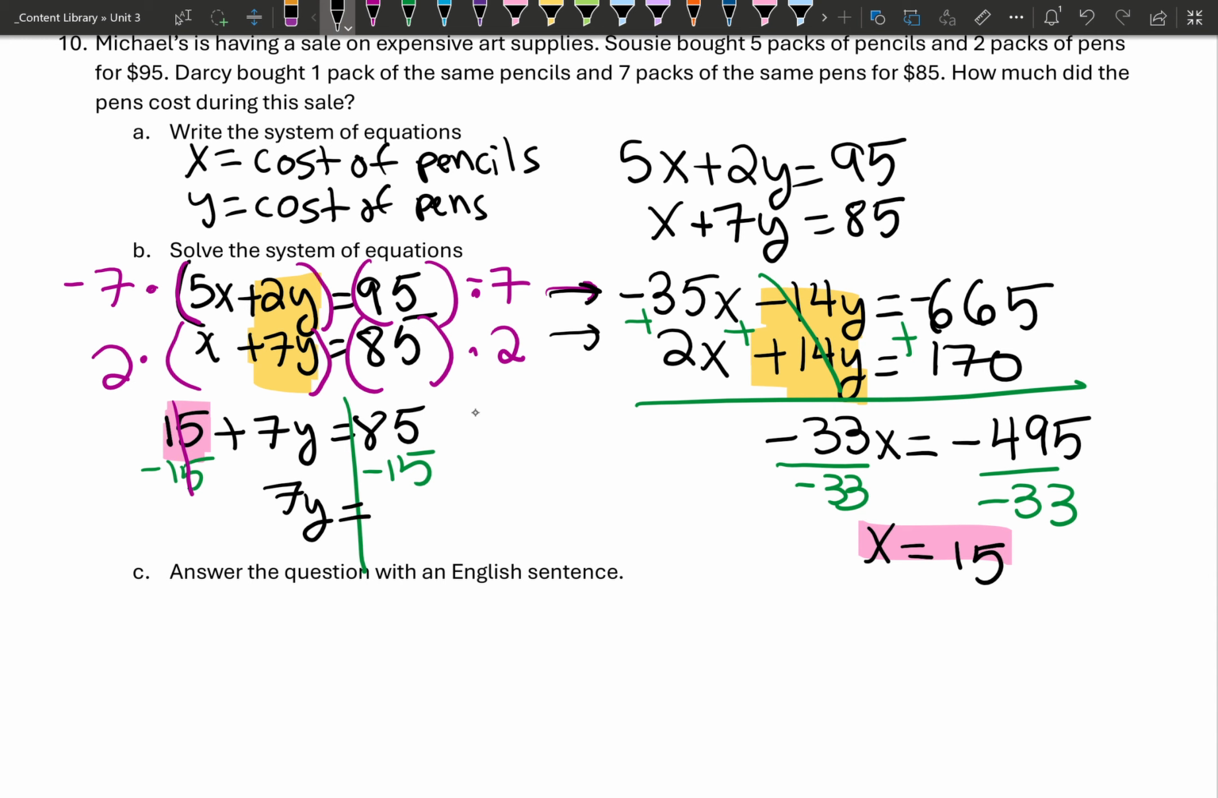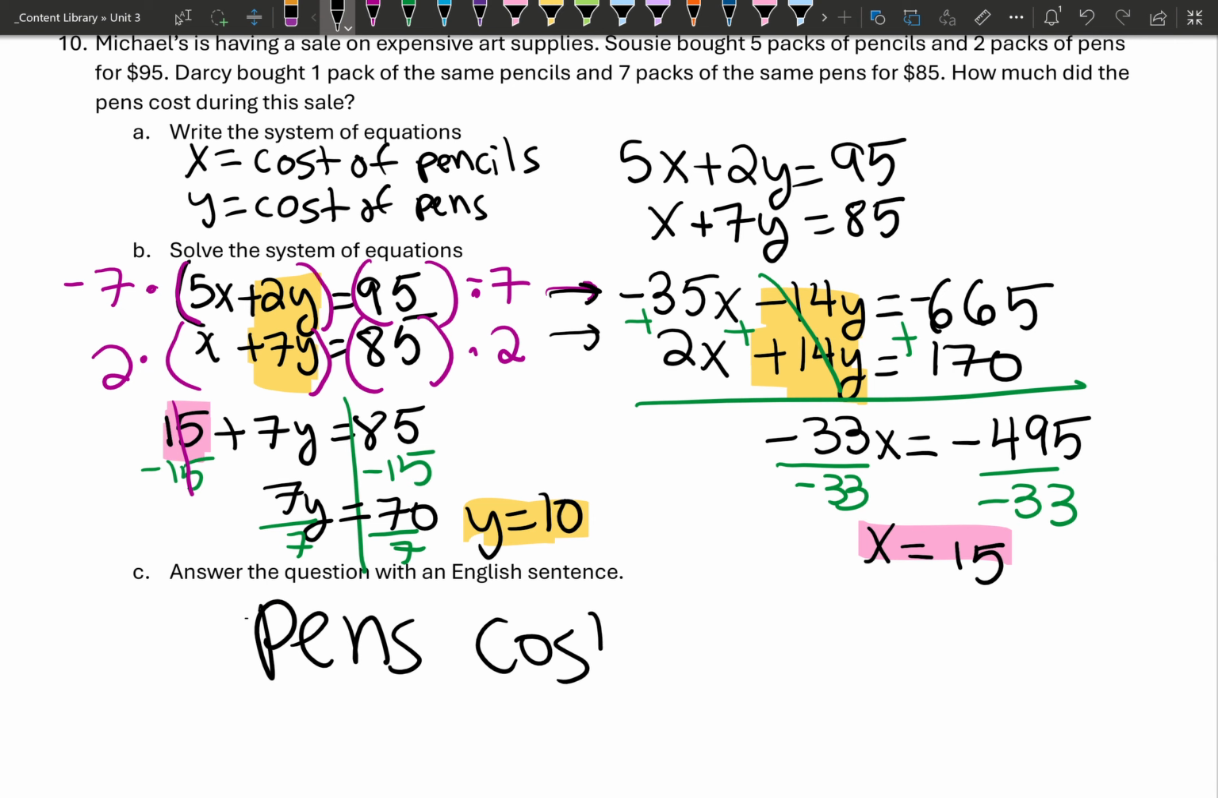So we got 7y equals 70. And we divide both sides by 7. Y equals 10. Alright. We were asked how much do the pens cost? Oh, we just found it. $10. Pens cost $10.